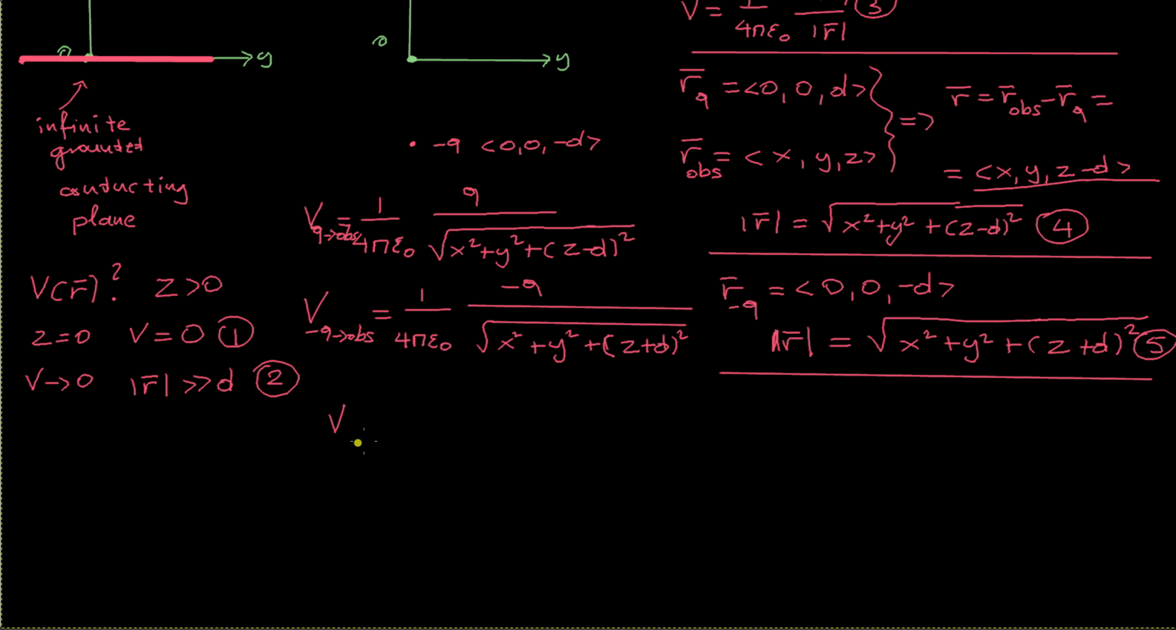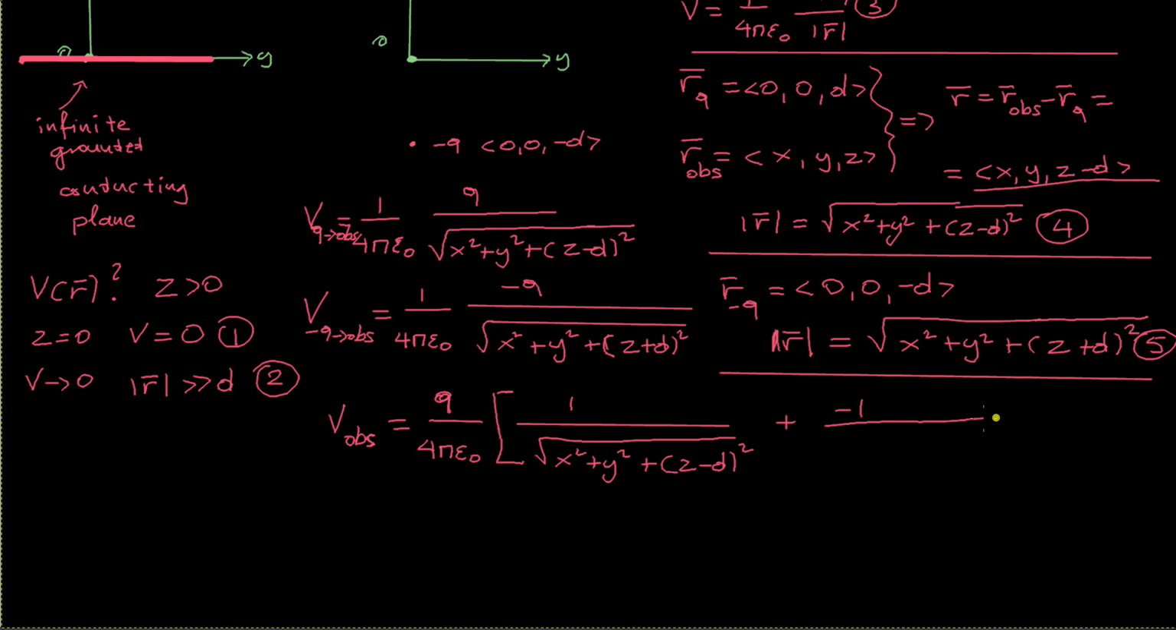Now the potential at the observation location from both of them is the sum of the two, and this will be, let's take q out as a common factor, and then I will have 1 divided by the square root of x squared plus y squared plus z minus d squared, plus the minus 1 over the square root of x squared plus y squared plus z plus d squared, and then we close the bracket. This is the potential at the observation location.